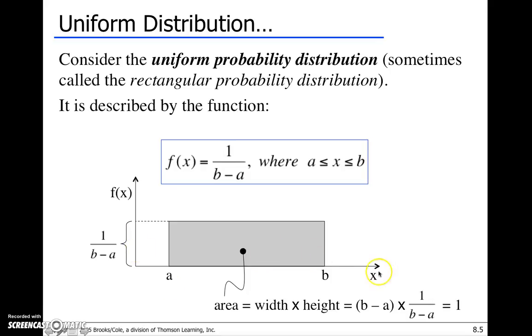And as shown in the graph here, f of x, which is the y-axis, is equal to 1 over b minus a. That's just the height of the rectangle. That is going to be constant. And this area here is a shaded area between a and b, so the length is b minus a. The area is width times height, b minus a times 1 over b minus a, and that gives you 1. So that shows you right away that this area is equal to 1.